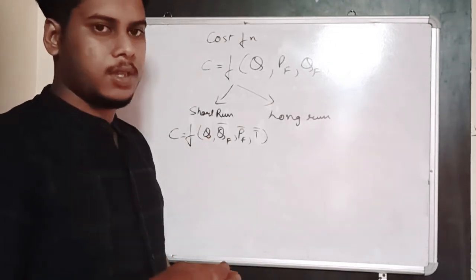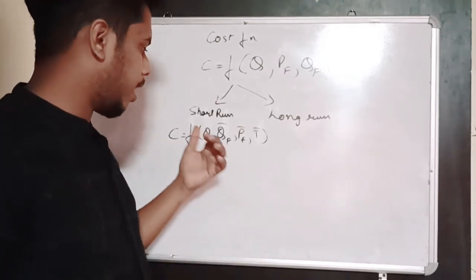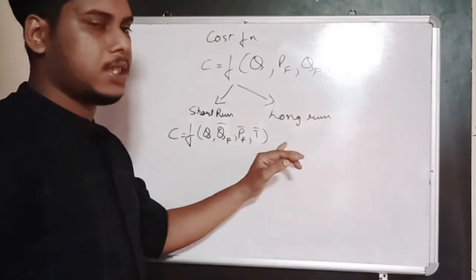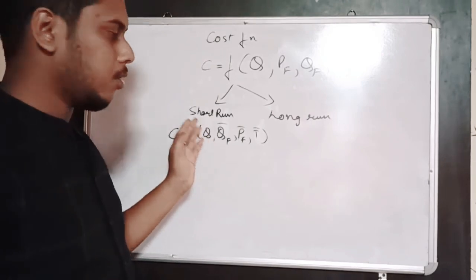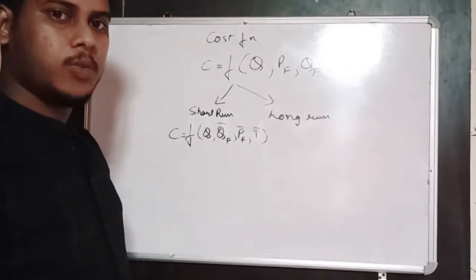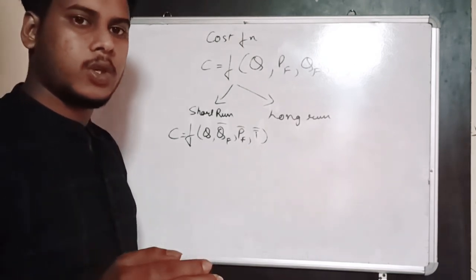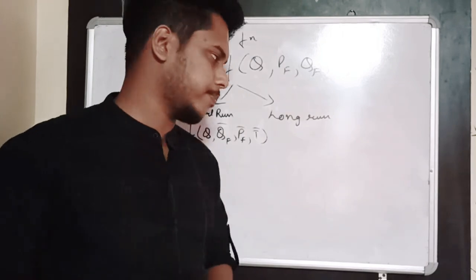So the change in cost is basically coming into existence due to change in the quantity produced. If you are producing output more, then your cost will be high, and if you are producing less, your cost will be low. However, these things cannot change in the short run. So short run cost function is a cost function where the cost changes due to change in quantity of output produced only, keeping other determinants constant.